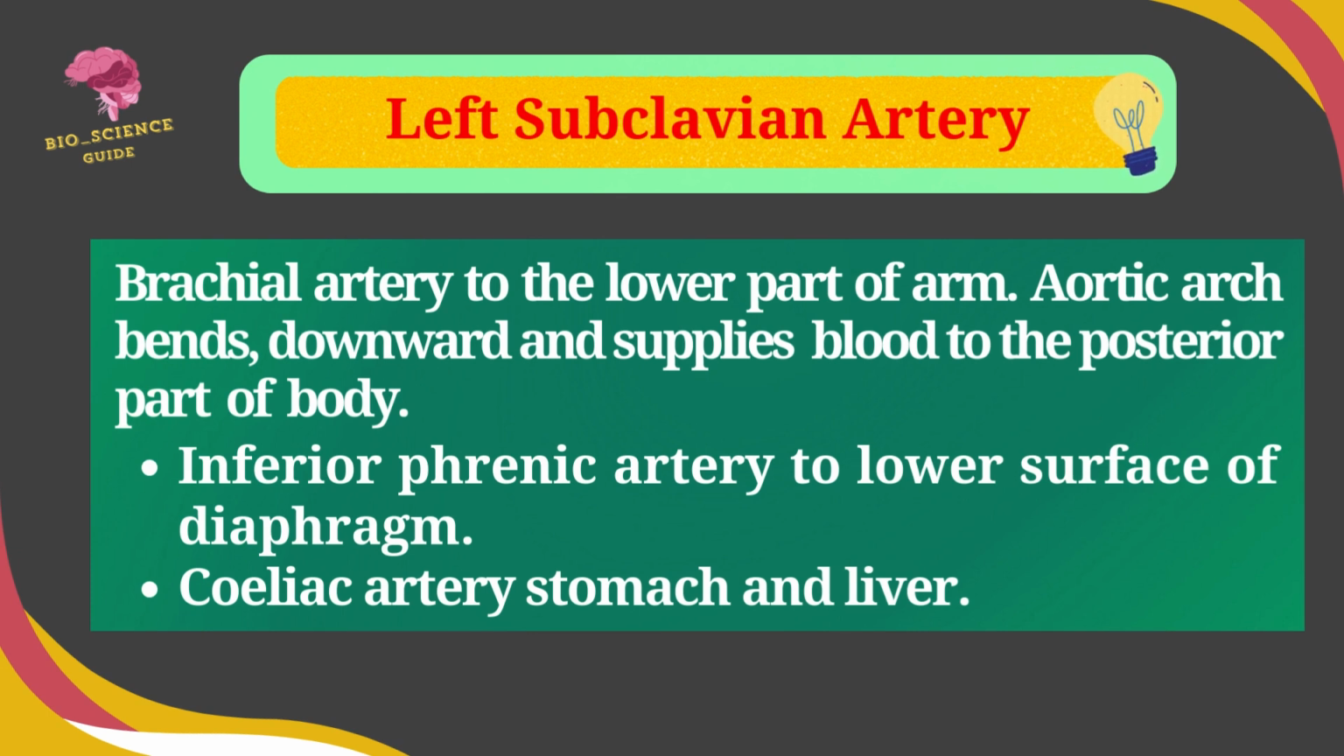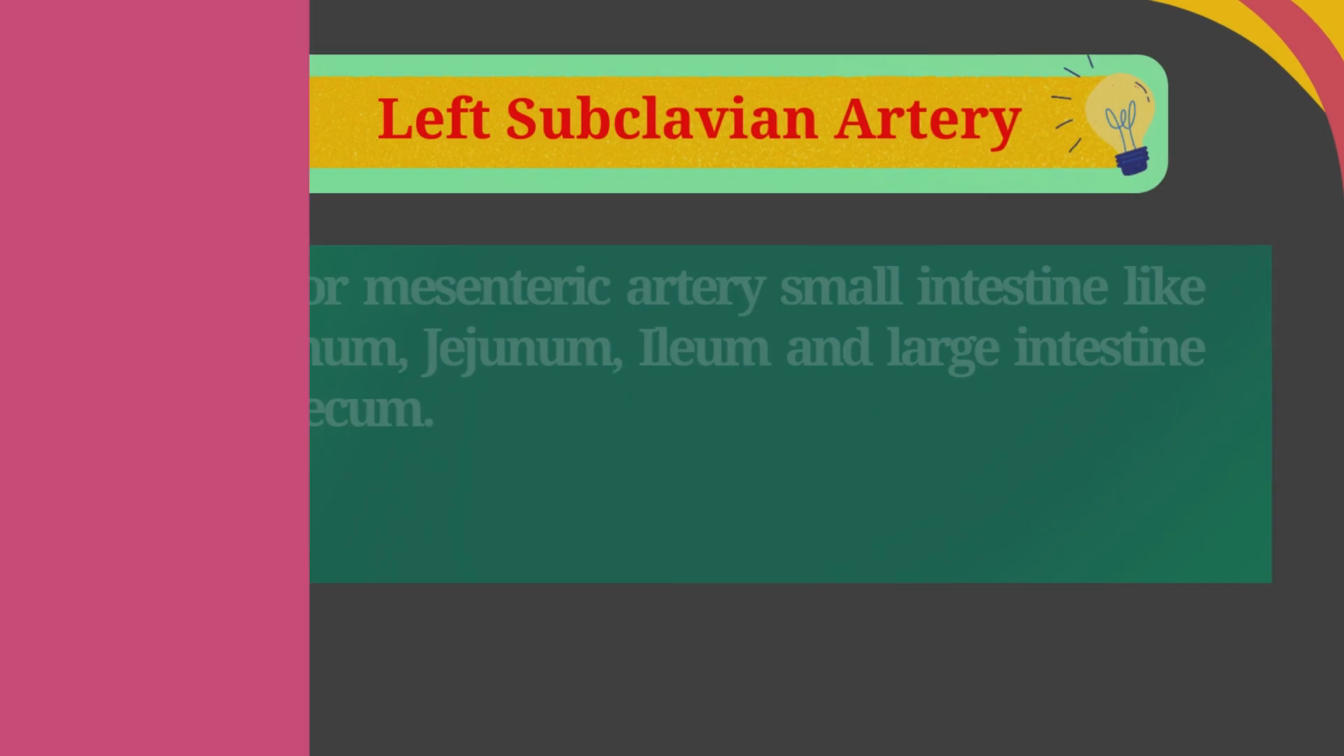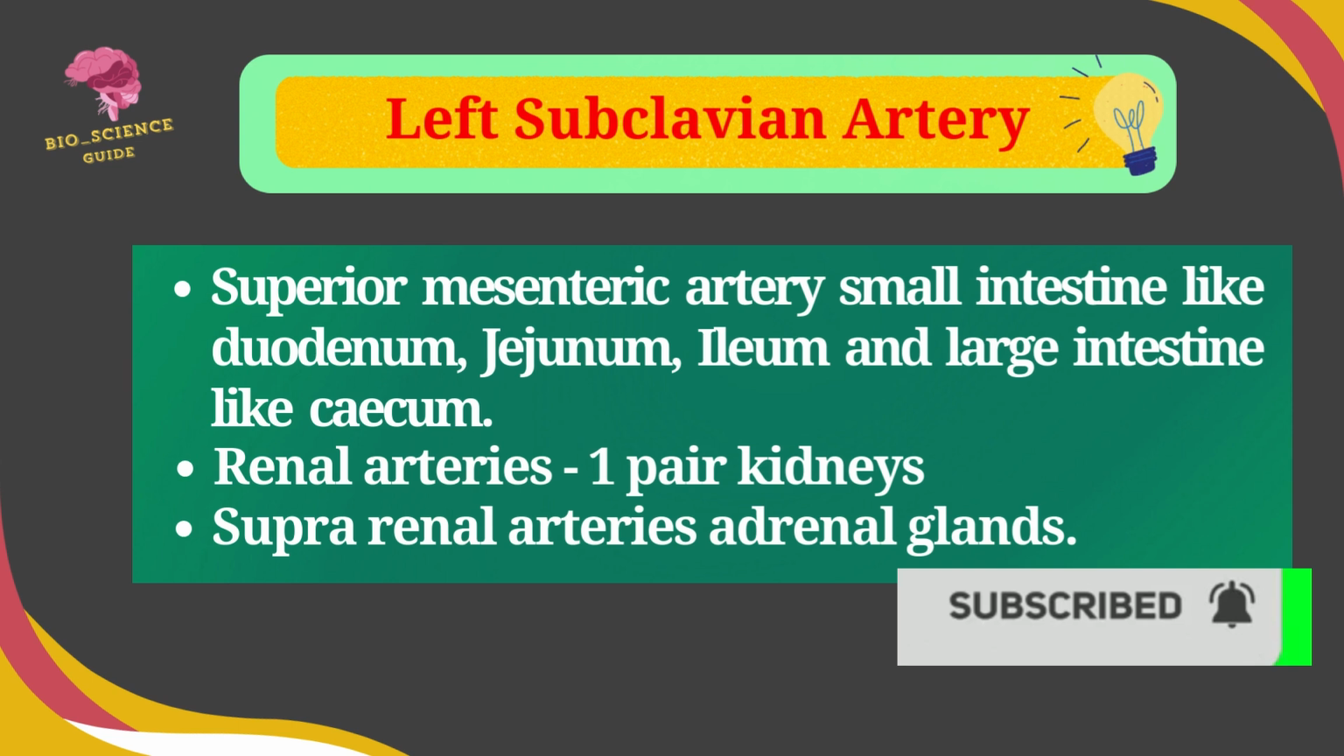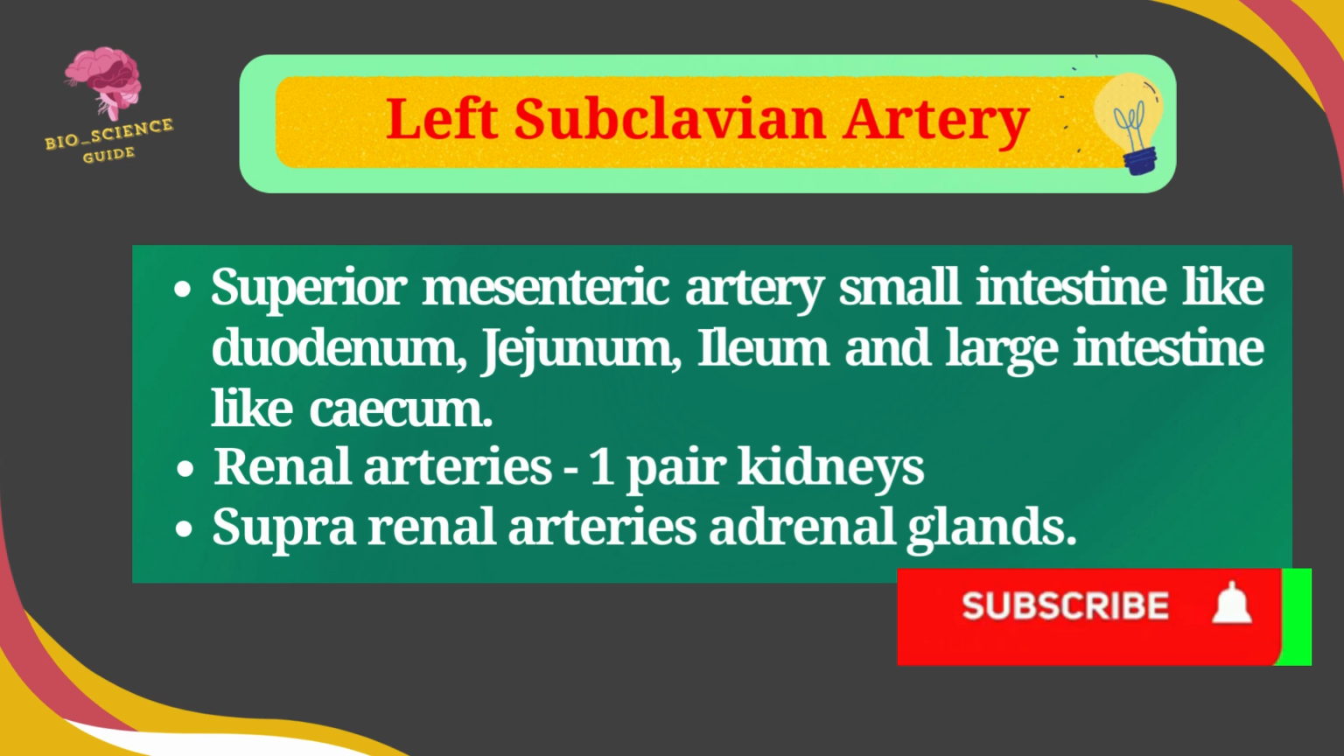The systemic aortic arch bends downward and supplies the oxygenated blood to the posterior part of the body. It includes the following arteries: inferior phrenic artery, which supplies oxygenated blood to the lower surface of the diaphragm; celiac artery, which supplies oxygenated blood to the stomach and liver; superior mesenteric artery, which supplies oxygenated blood to the small intestine like duodenum, jejunum, ileum, and large intestine like cecum.